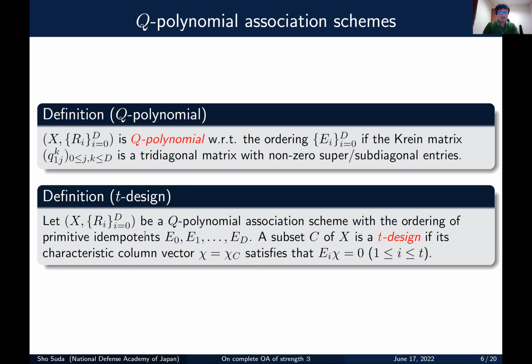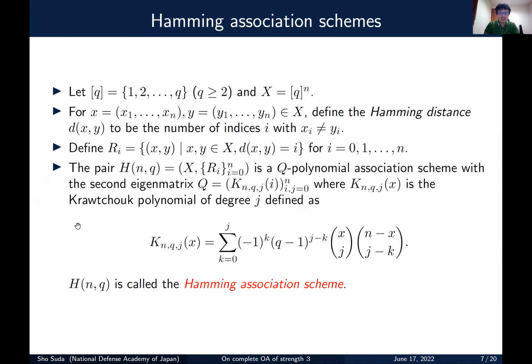If we restrict the Q-polynomial schemes to the Hamming schemes or Johnson schemes, we have T-designs in those spaces, and they coincide with the orthogonal arrays in Hamming schemes and classical T-designs in Johnson schemes. And in this talk, we deal with the Hamming schemes and their designs, namely orthogonal arrays.